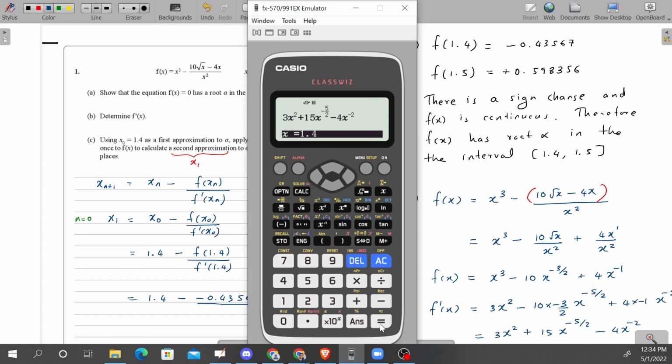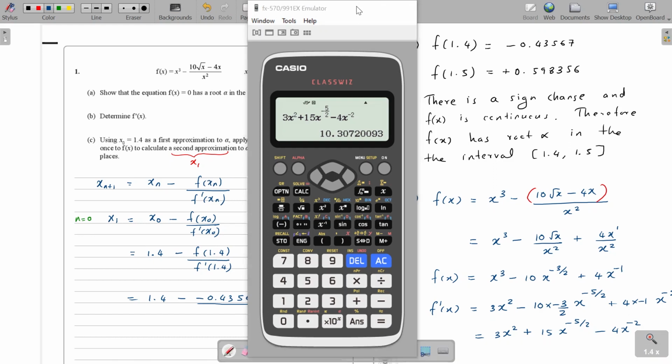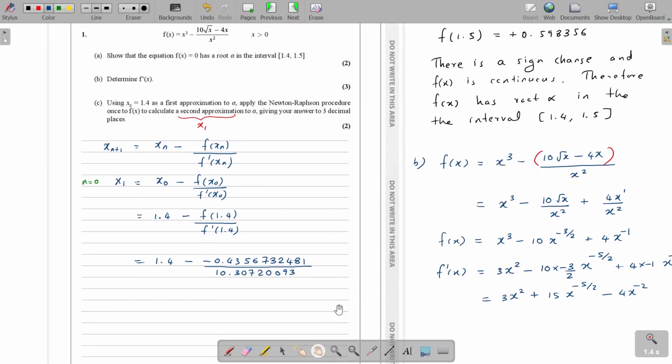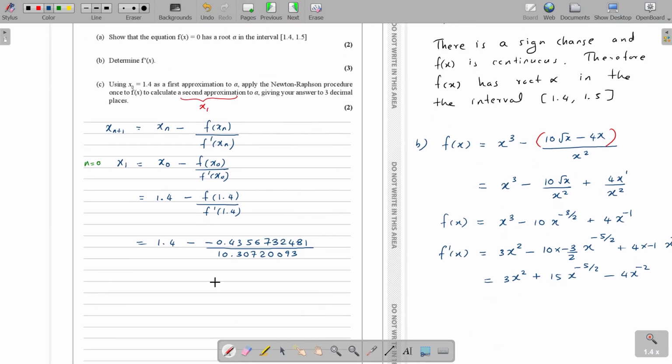I'm going to replace the x with 1.4 and I get 10.30720. So I get something like this, right? Are you with me? Okay, so type the entire thing in the calculator and I have the first approximation. You have to give your answer correct to 3 decimal places. Can I know the answer correct to 3 dp?